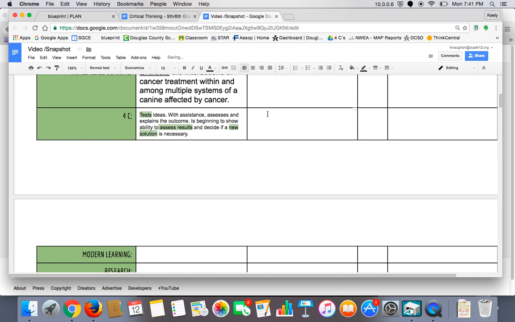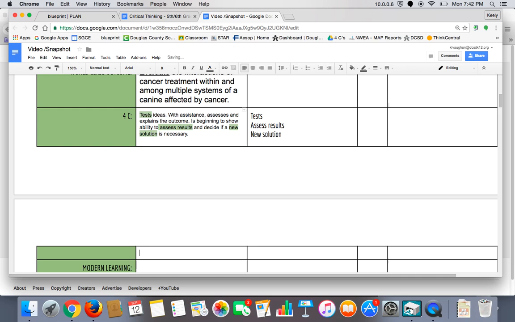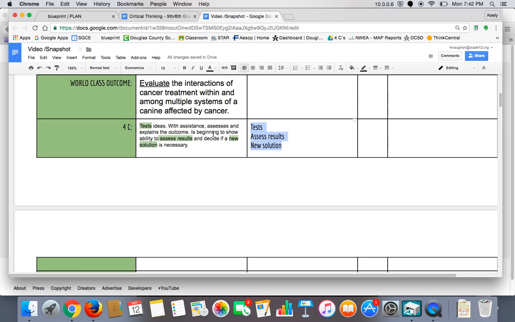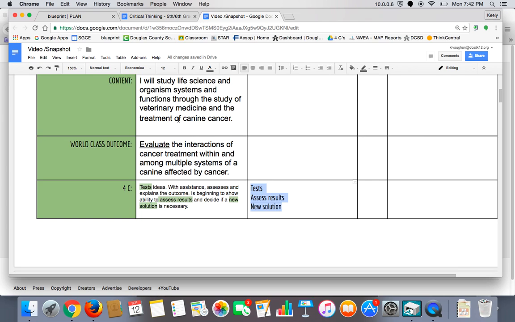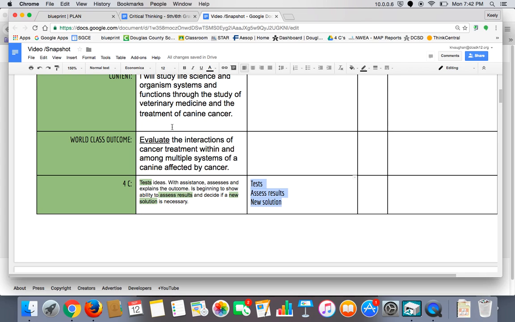So just like Ms. Goings taught you in seminar, I'm going to take my most important words and put them over here, just for now. And I'm going to try to rewrite this as a goal that includes the most important parts, but also connects to my outcome or my content, specifically my content, because that's what gives me my drive and my focus.